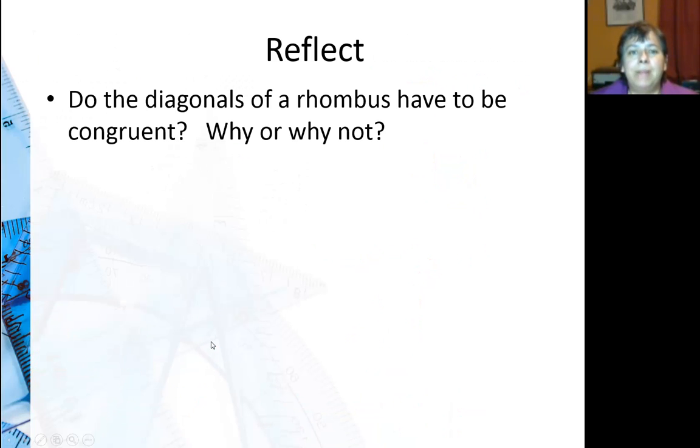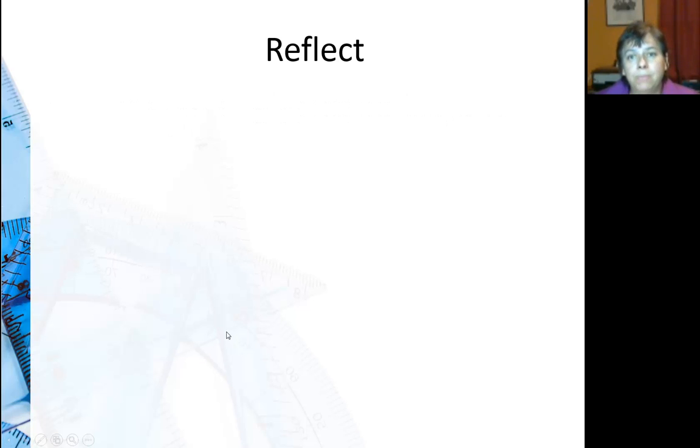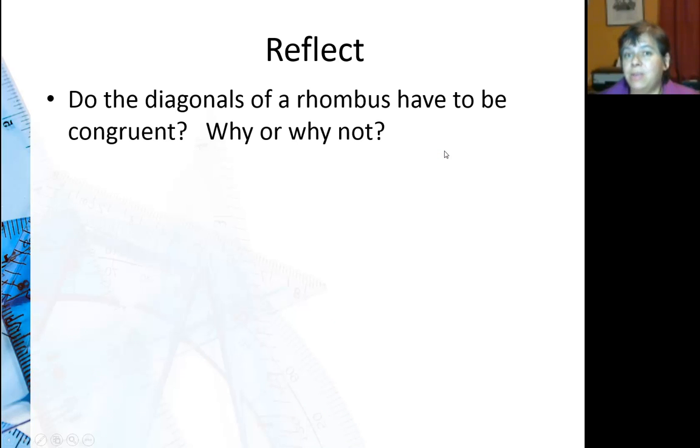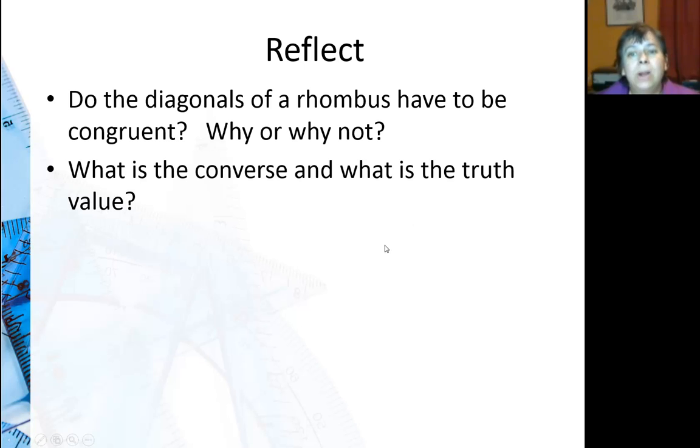So for further reflection, do the diagonals of a rhombus have to be congruent? If you look at our last problem just now, this diagonal was 20, and that one is 48. Is that congruent? What is the converse of the theorem where it says if it is a rhombus, then the diagonals are perpendicular bisectors? And is that a true statement or not?